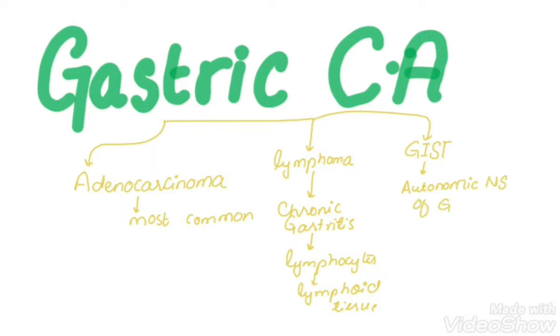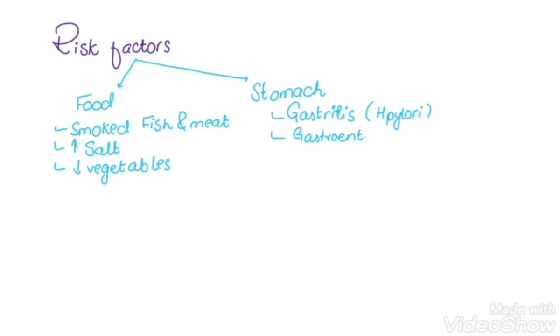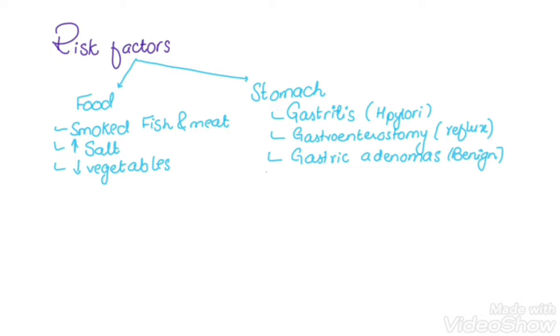the gastrointestinal tract. Risk factors of gastric carcinoma are either due to the food that the person takes or problems with his stomach. Food includes smoked fish and meat, increased salt use, and decreased vegetable diet. Whereas problems with the stomach include H. pylori gastritis, gastroenterostomy that causes the duodenal content to reflux back into the stomach, and gastric adenomas which are initially benign then become carcinomatous, and Menetrier disease in which a lot of mucus secreting cells are present in the stomach lining.